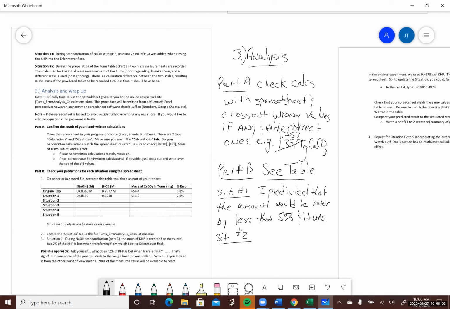And after you finish part 3, the analysis, then you just have to upload those 3 parts into Canvas for grading. So again, those 3 parts where part 1 was calculation, part 2 prediction, and part 3 analysis. So that should get you going in the right direction on this report.